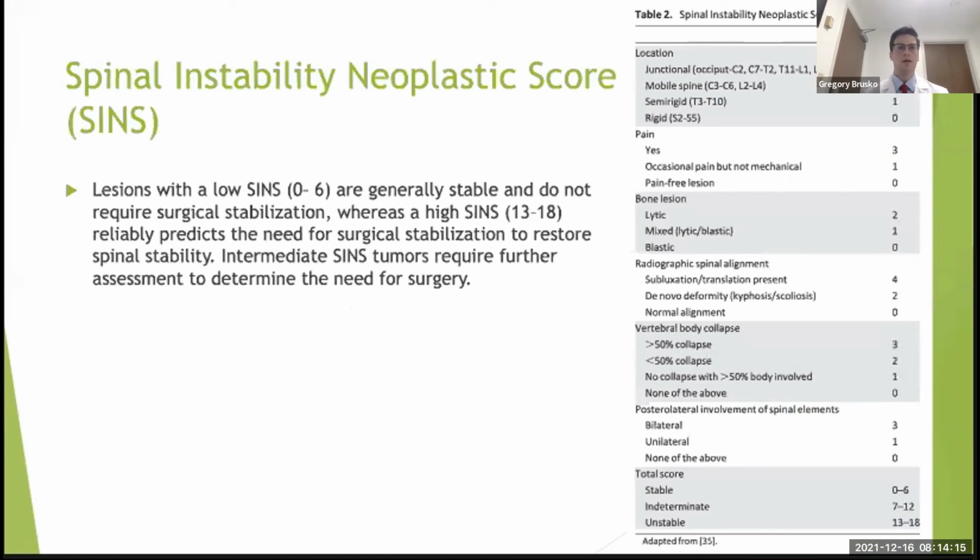So one way to categorize the instability in a patient is this SIN score, spinal instability neoplastic score, also taken from the NOMS framework. And they use various different categories of scoring, location, pain, types of lesions, whether there's any vertebral body collapse or posterior element involvement to determine whether the lesion is stable or unstable. Or intermediate, in which case, further assessment is really needed to determine the role for surgery.